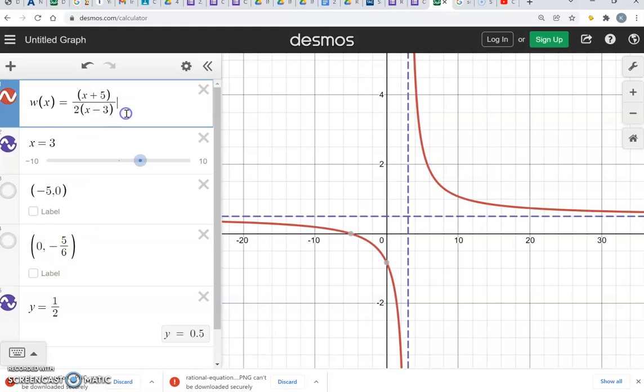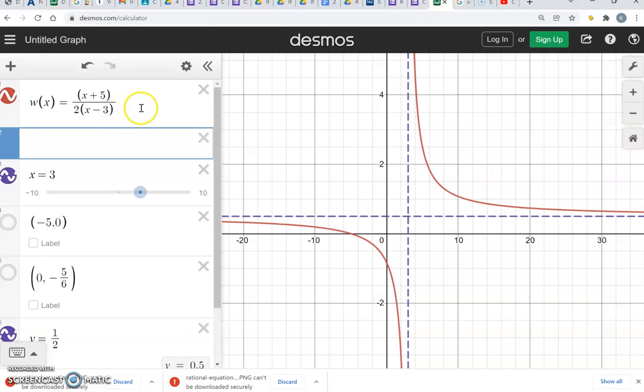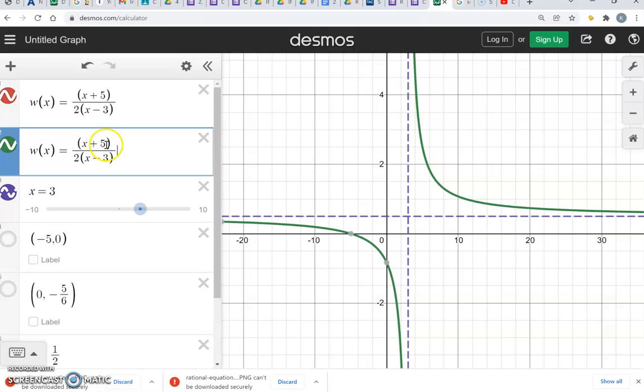I'm going to add in a line here and create an almost identical equation, except I'm going to add something here. I'm going to add x minus 2 on top and to the bottom. So here's the green function. It's got that x minus 2 on top and bottom added. Notice it lines up perfectly with the red. The reason it lines up perfectly with the red is because technically the x minus 2's cancel out. So it's really the same thing.